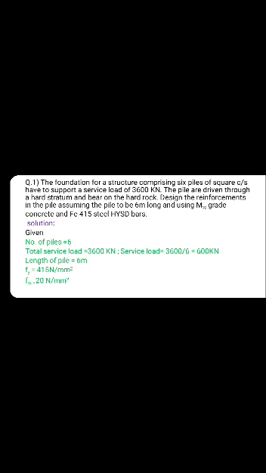It has to be shared by 6 piles. Therefore, service load is equal to 3600 by 6, which is equal to 600 kN. Length of the pile is given as 6 meters. Fy and Fck are also given in the question.